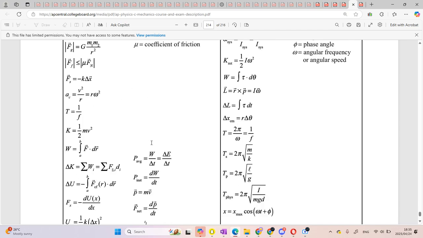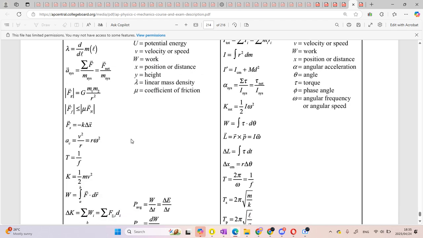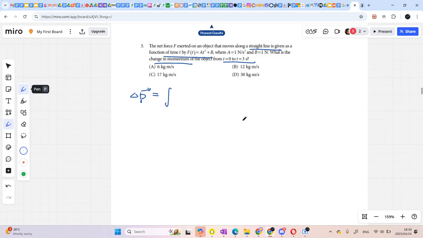But the equation from the formula sheet that tells you this is that the impulse, which is the change in momentum, is equal to the integral of force with respect to time. So change in momentum is equal to the integral of force with respect to time. And in this case, we want to figure out the change in momentum of the object from 0 to 3 seconds. Because we're already in newtons per second squared, we don't need to do any other conversions for that matter.